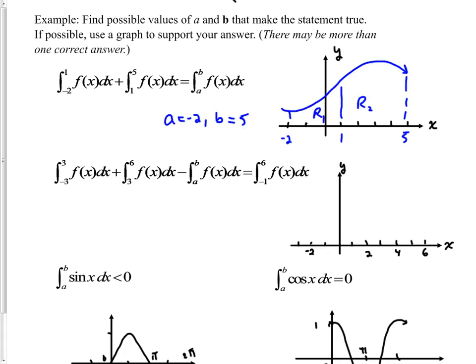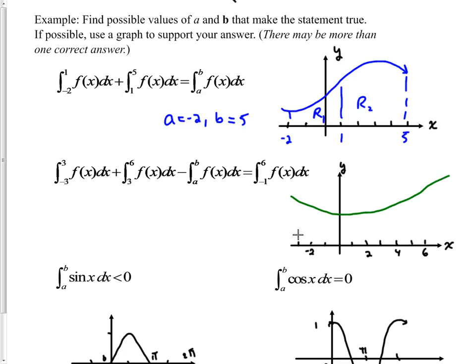But how about this one? It tells us that we're going to go from -3 to 3 of f of x dx plus 3 to 6 of f of x dx minus some unknown a to b of f of x dx, and we're going to get a total area from -1 to 6 of f of x dx. What rule tells us that we can do that? Well, let's take a function that is defined over this interval right here, and we'll just make it a nice big loopy kind of function. Looks kind of like this.